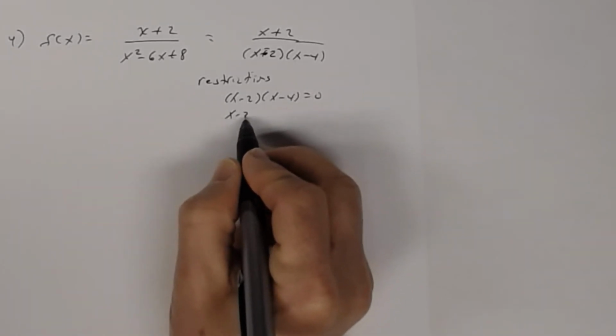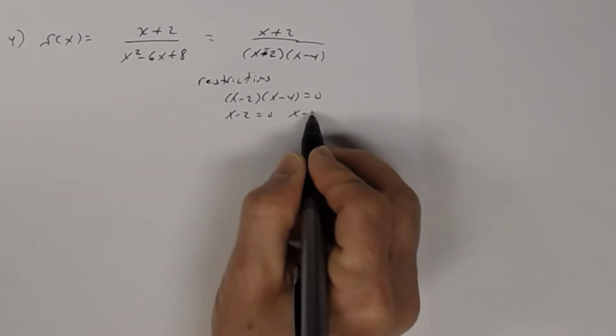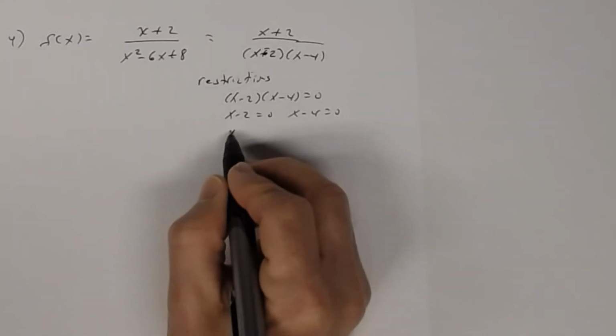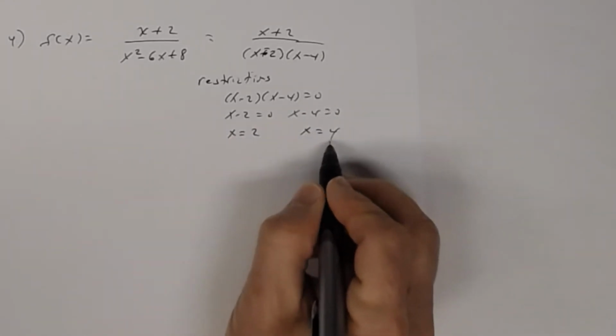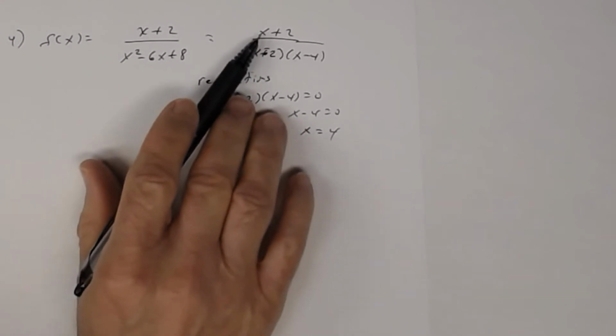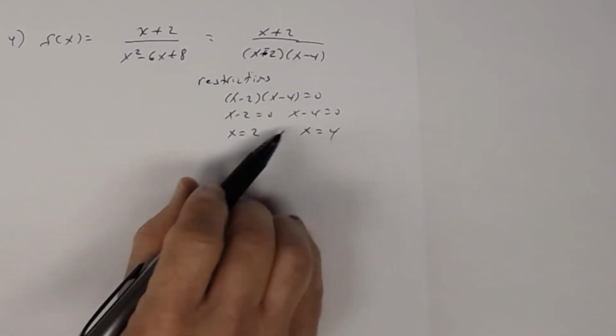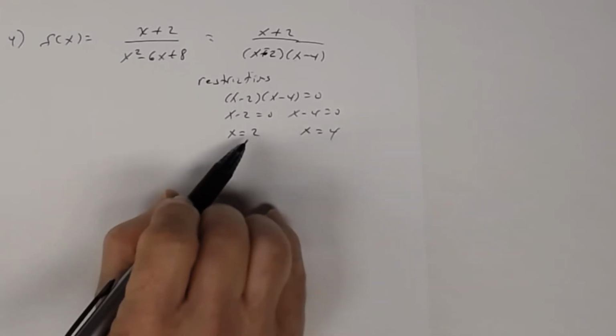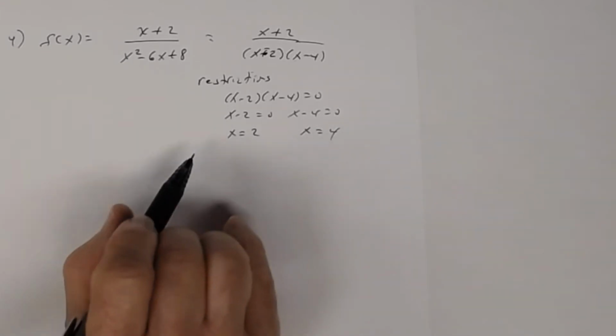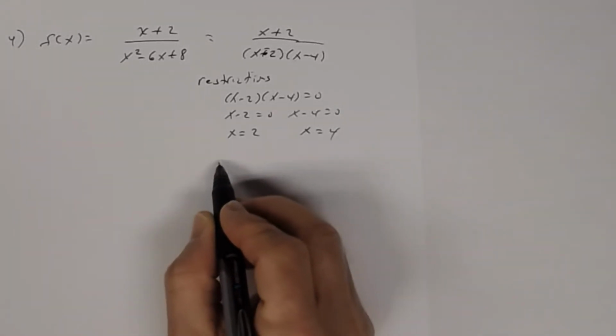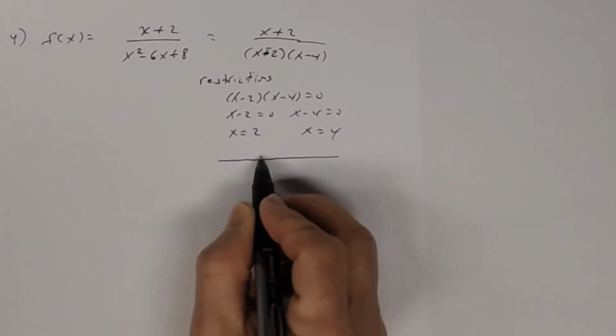Then we set each one equal to 0, using the zero factor property. So I get x equals 2 and x equals 4. Now remember, since there were not any common factors, these restrictions will definitely be your vertical asymptotes.